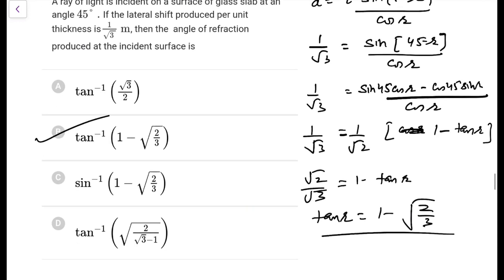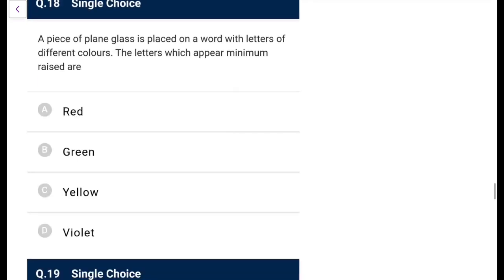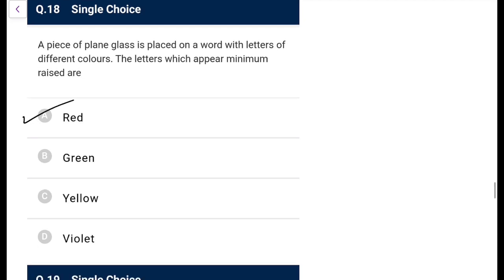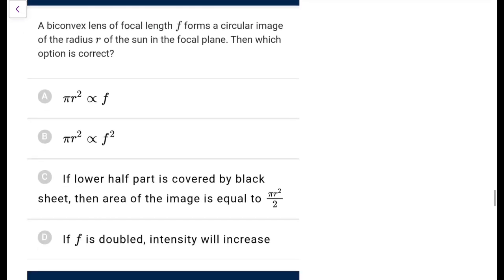So it's a slightly newer style of question, but you can do it, perhaps you have seen it before. A piece of plain glass is placed on a word with letters of different colors. The letters which appear minimum raised are, the minimum raising will be for the one for which n is least, and n is least for red, so it would be the minimum. You can directly go for this. Again, the Cauchy's relation, n is minimum for red, so the shift would be minimum for red.